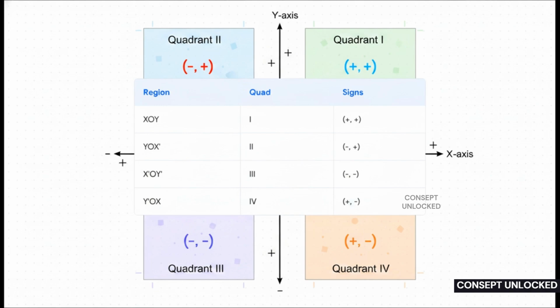Quadrant 1 is the all-positive neighborhood, so the signs are plus, plus. Move over to quadrant 2 and the x values go negative, so we get minus, plus. Down in quadrant 3, everything is negative, minus, minus. And finally in quadrant 4, x is positive again, but y stays negative, giving us plus, minus. Basically, just by looking at the signs of an ordered pair, you immediately know exactly which neighborhood you're parked in.